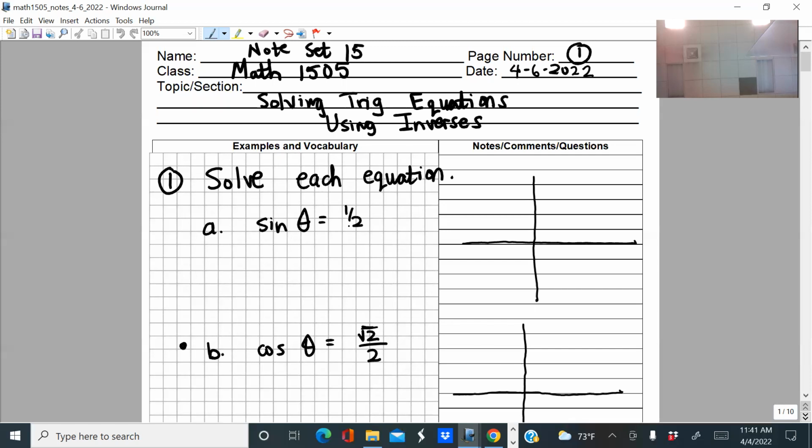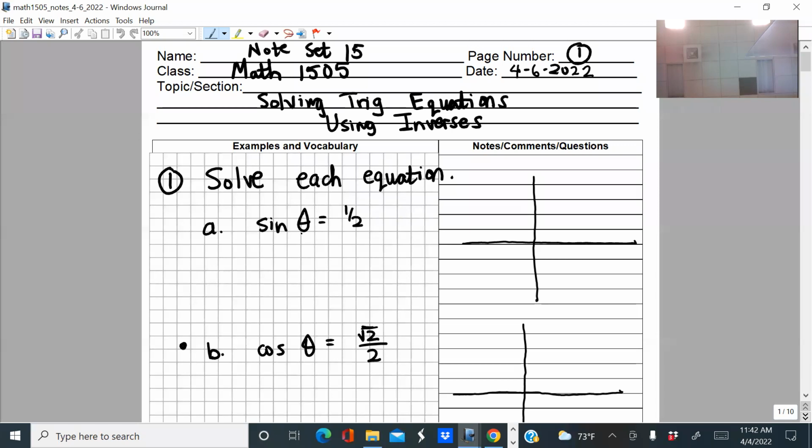Okay, so let's start here. So I have sine of theta is equal to 1/2. So you can almost solve that by inspection. You're looking for an angle whose sine is 1/2. You can almost guess what the answer is there without going through a lot of steps, but still, let's go through the formal steps.